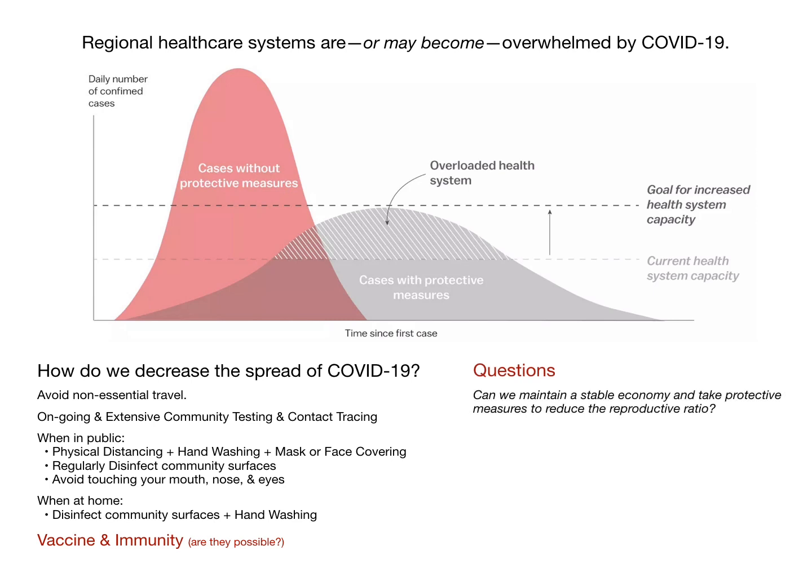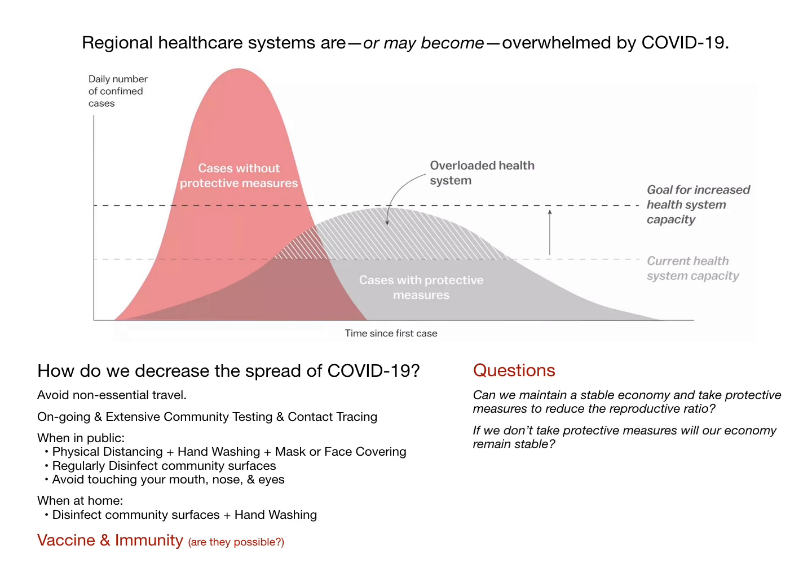Can we maintain a stable economy and take protective measures to reduce the reproductive ratio? That's a question that we can see the answer being played out around the world and within the United States on a state-by-state, sometimes county-by-county basis, depending on what the governors of each state have decided. We'll see some states that are removing any type of restrictions and physical distancing and allowing businesses to open up. And we'll see other states that are really very, very slow about this. This is a very difficult decision to make.